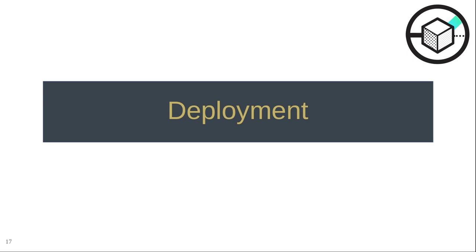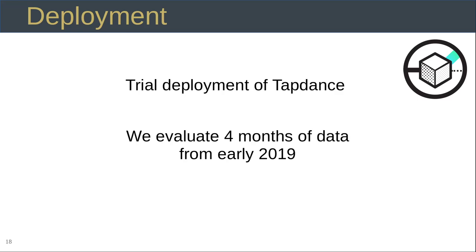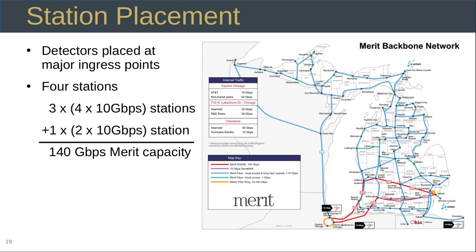So this is the architecture that we deployed, and we've been running TapDance for around 2 years now, though in this work we're going to evaluate specifically 4 months of data from early 2019. Now, our deployment relies heavily on our partner internet service provider, Merit Network in Michigan, which services many educational institutions. And we deploy 4 stations at routers placed at ingress points in the Merit Network.